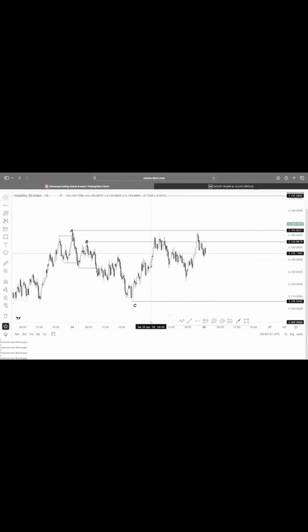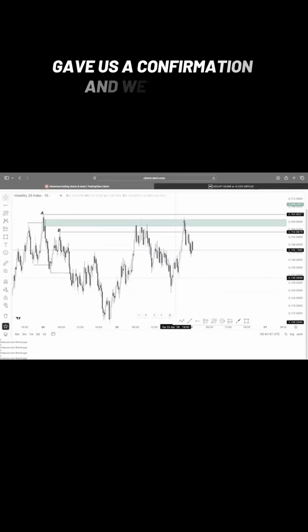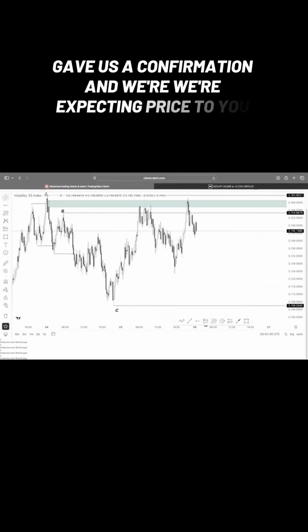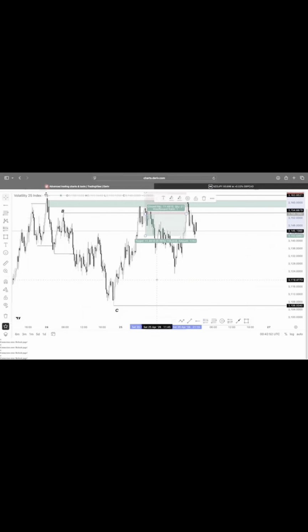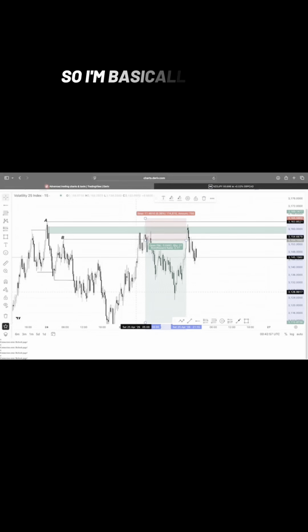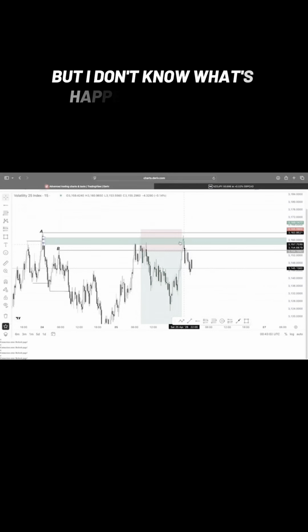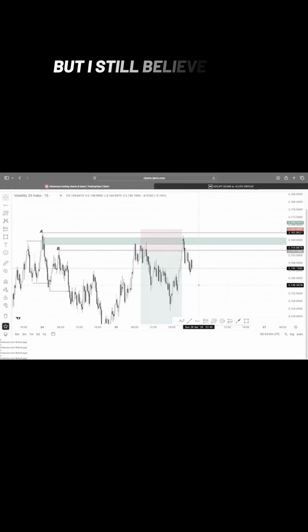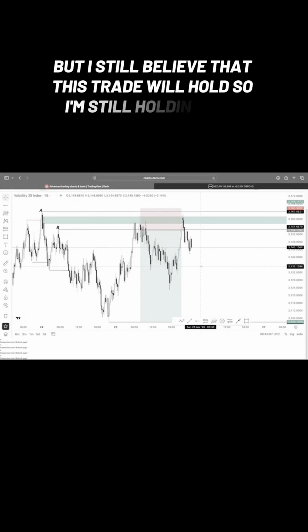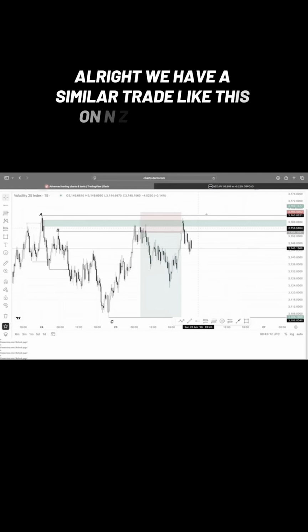So price tapped on it, gave us a confirmation, and we're expecting price to come here. All right, we're expecting price to come here, so we're basically still holding this trade. I don't know what's happening with price, but I still believe that this trade will hold, so I'm still holding this trade. All right, we have a similar trade like this on NZDJPY.